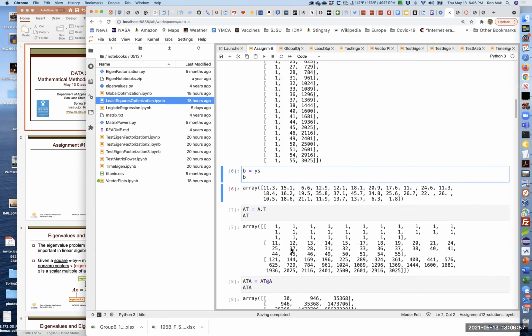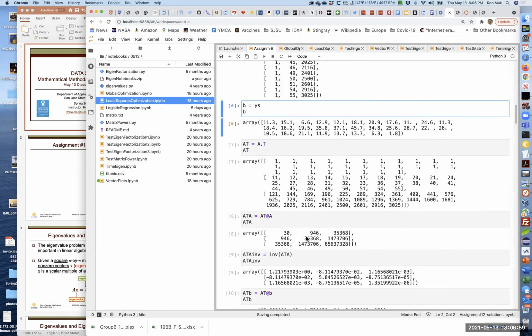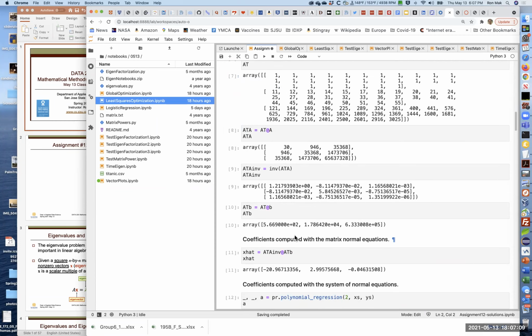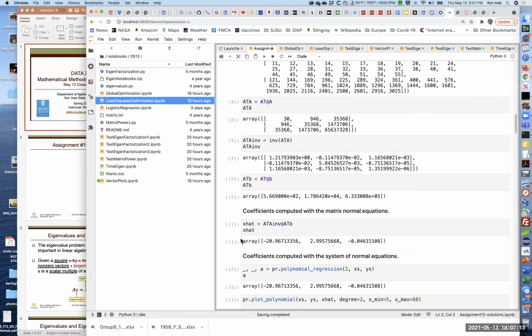Okay, there's a transpose. Here we go, and we do all the various operations, and finally we come up with x hat. And x hat is these values. So those are the coefficients of our quadratic equation.